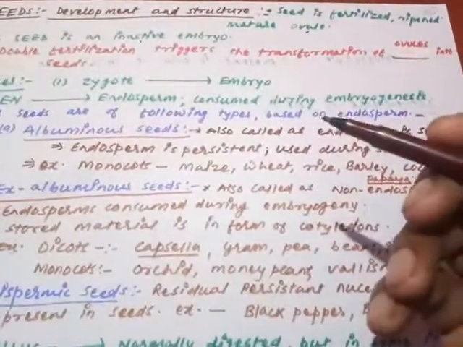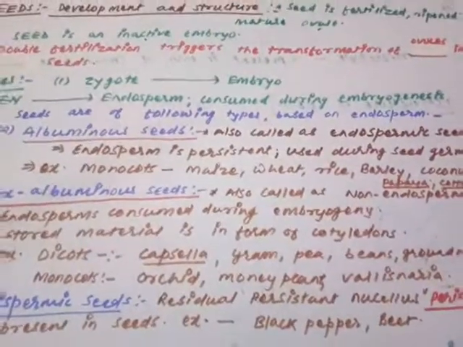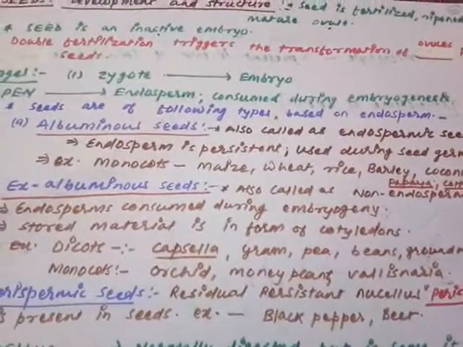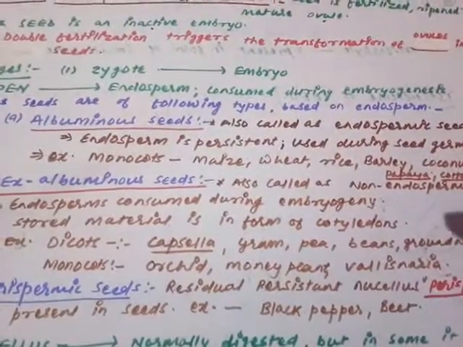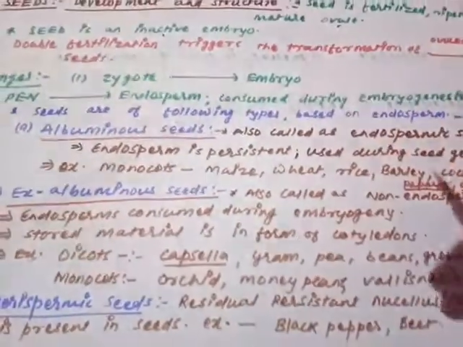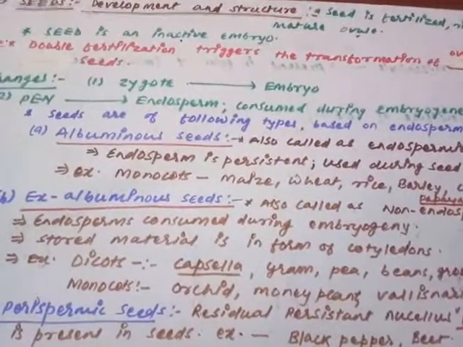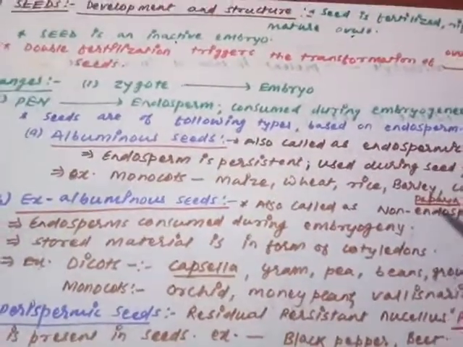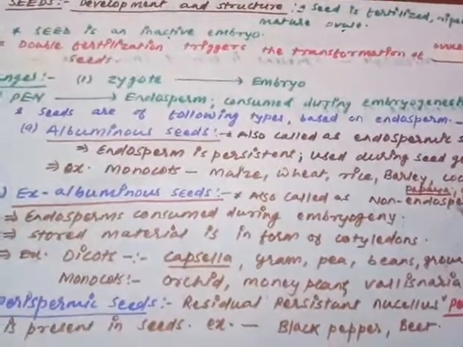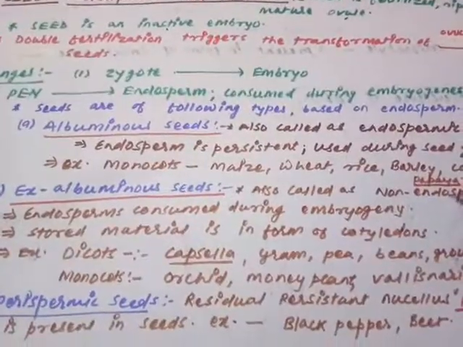So let us see an example of the albuminous seeds. Remember, my dear students, in monocot seeds, whatever portion you are using for the purpose of your nutrition and your energy, that portion you are eating is the endosperm of that plant. Are you getting my point? Whatever portion of the seed you are taking for the purpose of nutrition in a monocot plant is actually the endosperm.